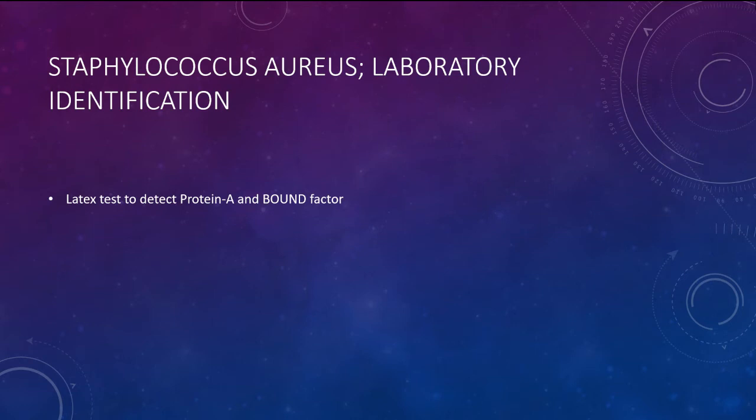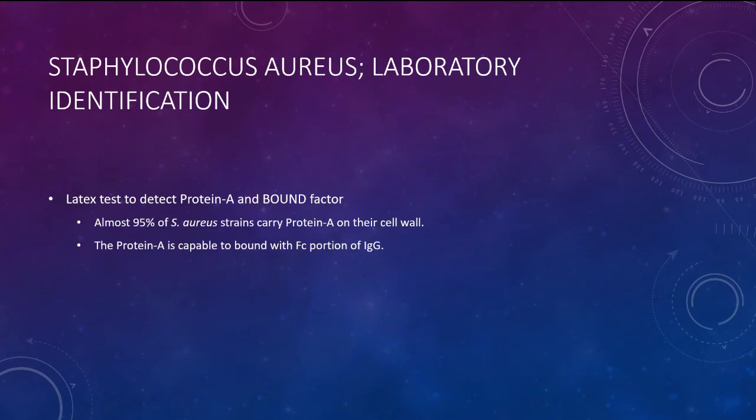The bound factor is the same as coagulase, but the protein A is an integral part of most of the Staph aureus. Almost 95% of the Staph aureus have protein A in their cell wall, and this protein A is capable of binding with the Fc portion of IgG.